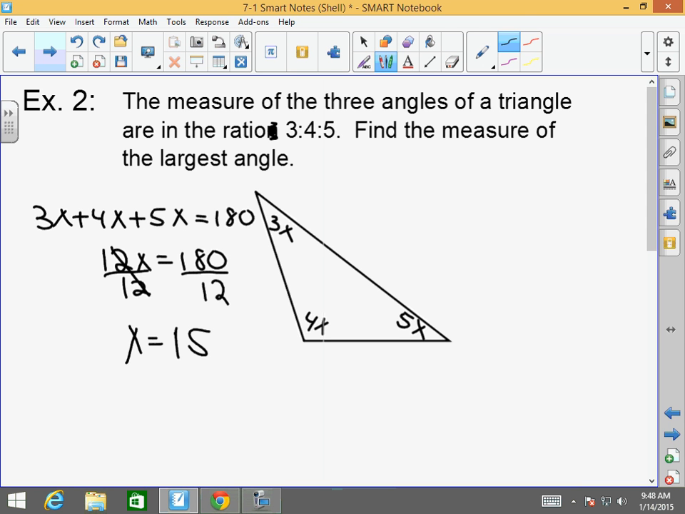Sorry, I was doing math and I messed it up, because I said 12 goes into 18 one time, there's 6 left over, and that's the answer I put. Don't be like me. Be sharper than me. I apologize. So find the measure of the largest angle, though.